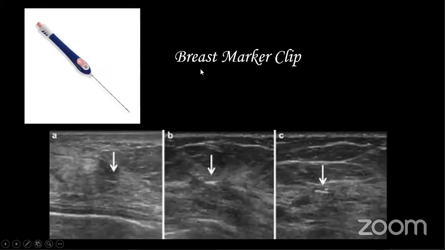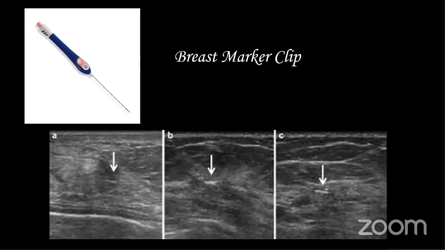These are loaded inside this equipment, this gun, and we push it. We introduce this needle like we do any other needle into the mass where we have to deploy the clip, and it can be deployed by this front button or back button also. Now what is the indication? In Western countries or in many other countries, after every biopsy this marker clip is placed.